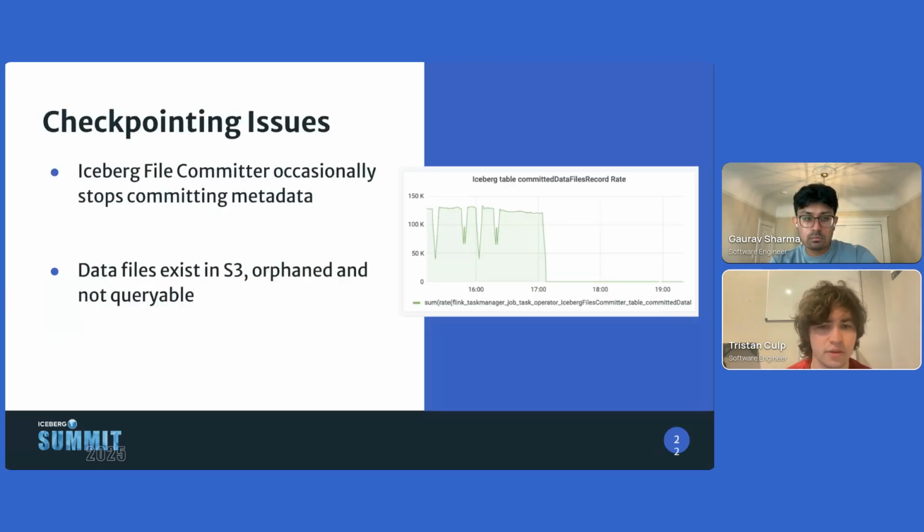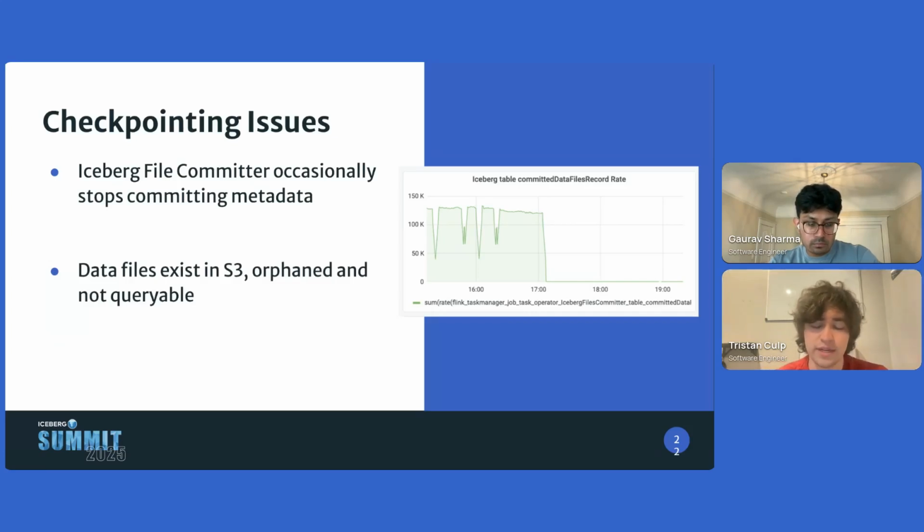So our next challenge: we are able to maintain the state pretty well. But then we saw at times, some of the users of the tables told us that they are seeing stale data. They're not seeing the newest data they expect. We looked into this and we found that there were times where the data files were actually being uploaded to S3 from our Flink job, but the Iceberg file committer was actually not committing the metadata anymore.